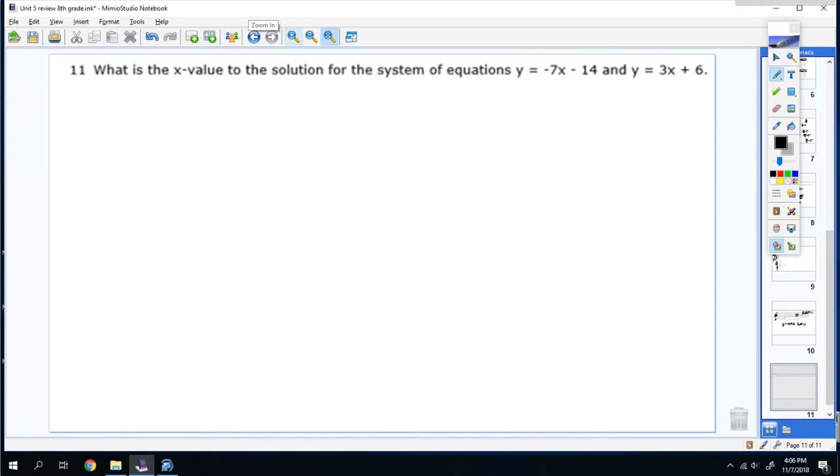11, and I believe this is your last one. What is the x value of the solution for the system of equations? And luckily, we actually did one like this today in class. So what you have to do is you take it and you plug it into your calculator and you graph it, and you hit second trace, intersect, and when you intersect, you get x equals -2 and y equals 0. But the only answer they want is x equals -2.